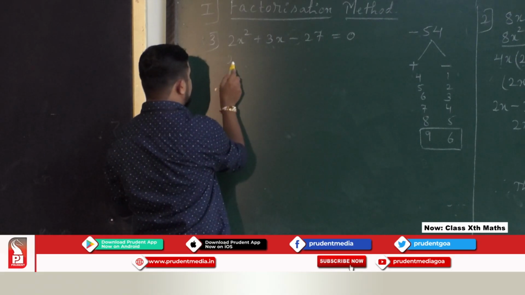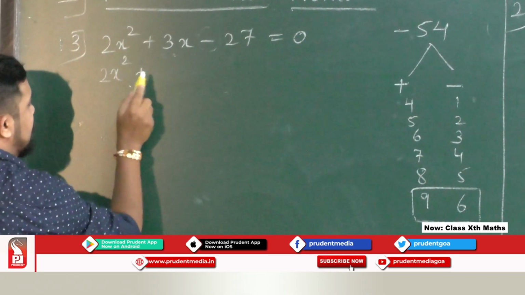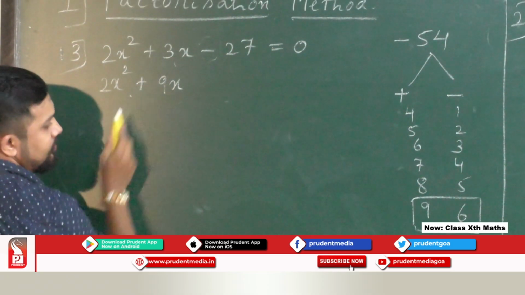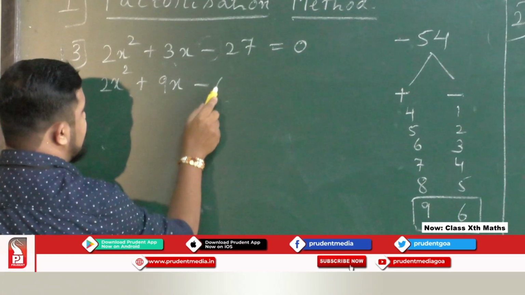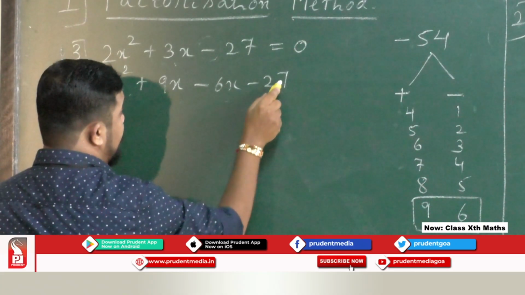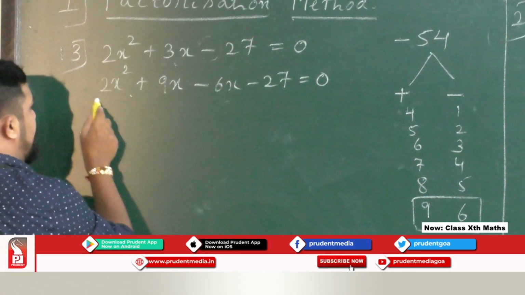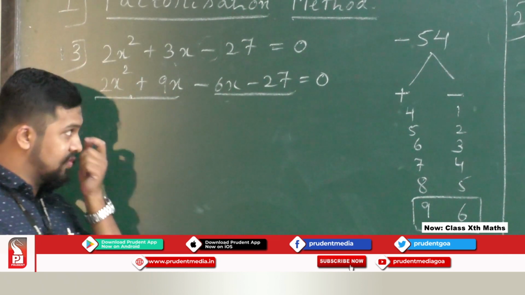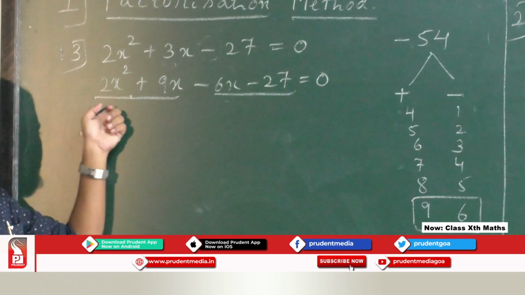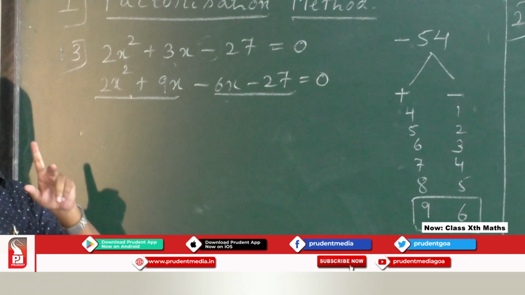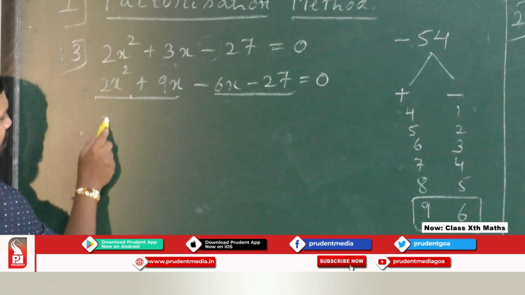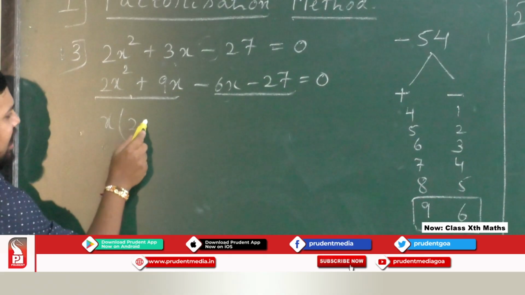So 2x square plus 9x minus 6x minus 27 equal to 0. Okay, let us find a common here. Common. Now you will see, sir, no common here. Common is 1 and variable. So x common. What remains is 2x plus 9.